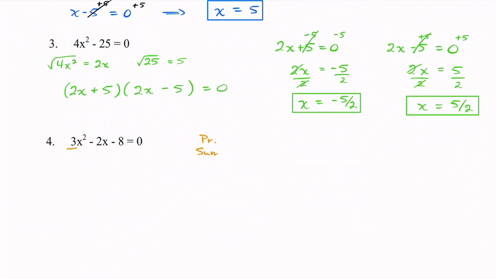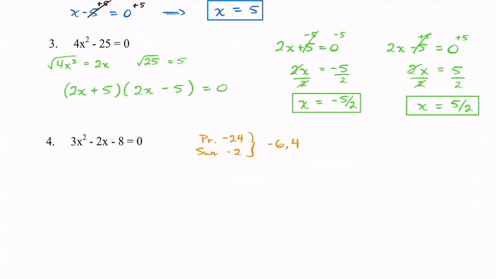So product is 3 times negative 8, so that's going to give me negative 24, and then sum is negative 2. So we've got to find the two numbers that do that for us, and that is going to be a negative 6 and a 4. Now I'm going to do this one a little bit differently for how to factor it. Last day we looked at factor by grouping, and we also looked at the fractional method for factoring as well. I'm going to do the cross product method for this one.